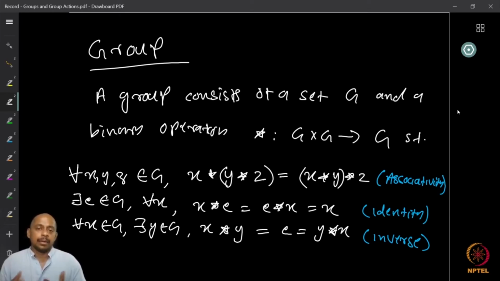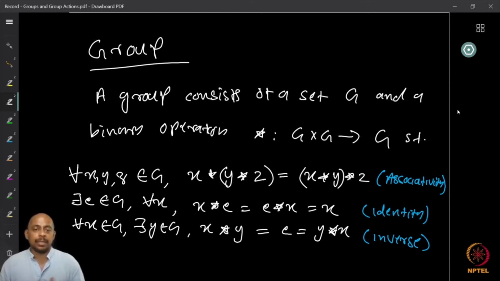such that the set is closed under this operation, right? So all pairs of elements under this operation give rise to elements in the same set, and it satisfies properties like associativity, and it must have an identity element with respect to the operation, and every element has an inverse. So if these properties are true, then the set together with this binary operation is called a group.